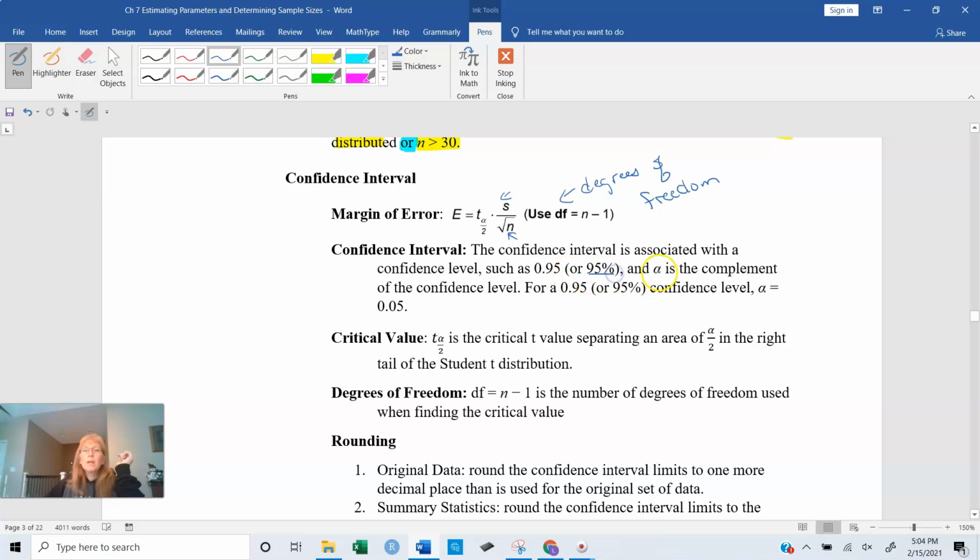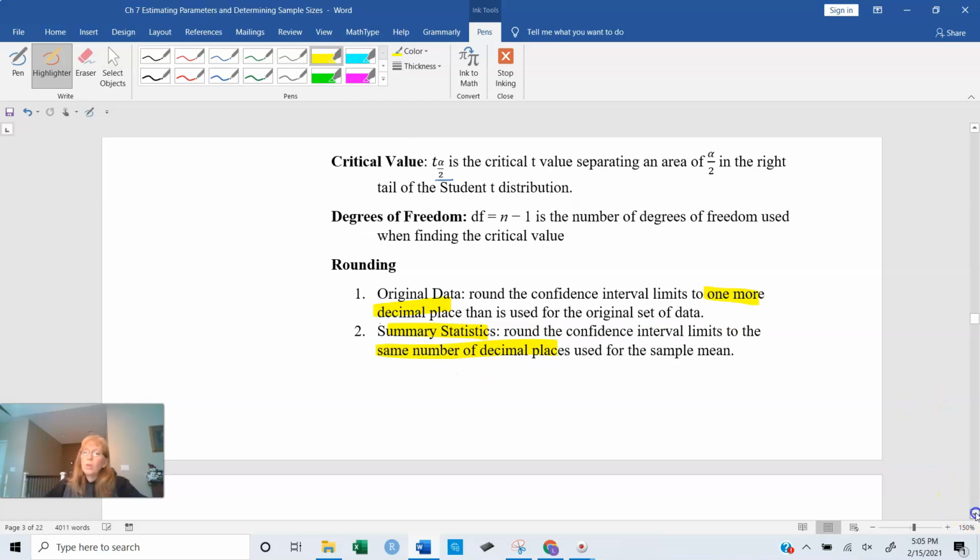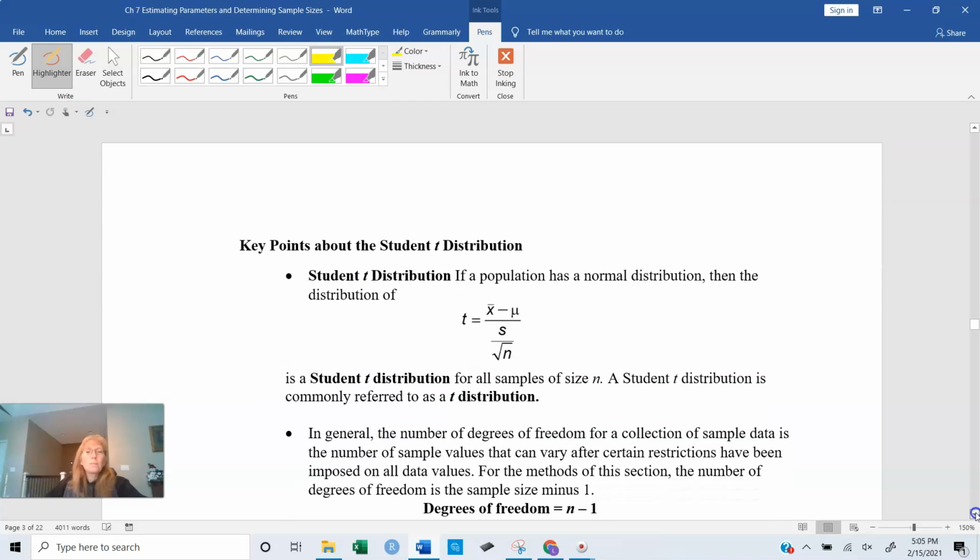The confidence interval is the same. We have 95%, so your alpha would be 0.05 again. We calculate t of alpha over 2, which is a critical value. Alpha over 2 is just like when we did our z's, and it even draws the same. For rounding, confidence intervals use no more than one more decimal place than the original, just like before. For summary statistics, the intervals use the same number of decimal places. But we usually just use what StatDisk gives us.